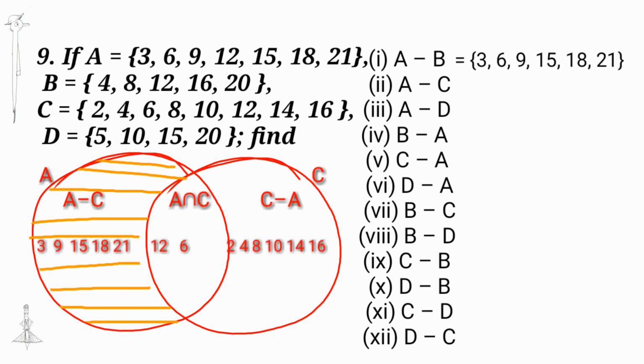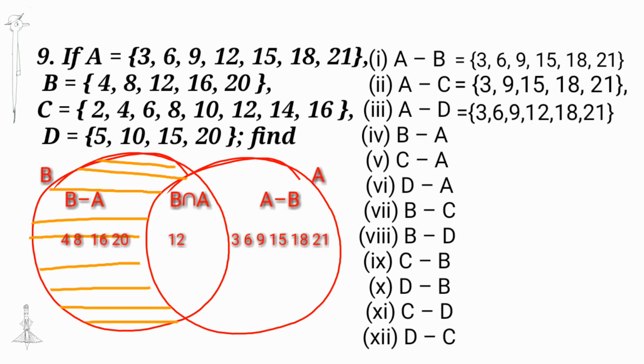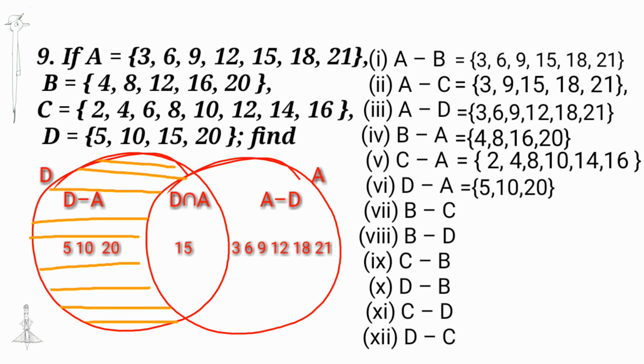And next A minus C. The elements which are present in A and not present in C. We get {3, 9, 15, 18 and 21}. Then next A minus D. We get {3, 6, 9, 12, 18, 21}. And B minus A {4, 8, 16, 20}. C minus A {2, 4, 8, 10, 14, 16}. D minus A {5, 10, 20}.